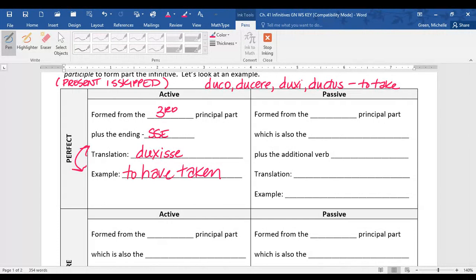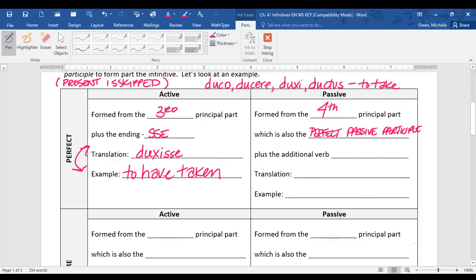Okay, so when we're talking about the perfect passive infinitive, I hinted at this in class today. Because we're on the passive side, just like with our verbs, instead of going to the third principal part for perfect passives, we go to the fourth principal part. And this is also called our perfect passive participle. What we just did in the last participle.